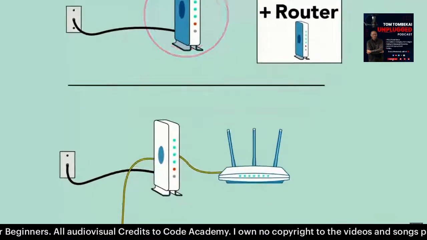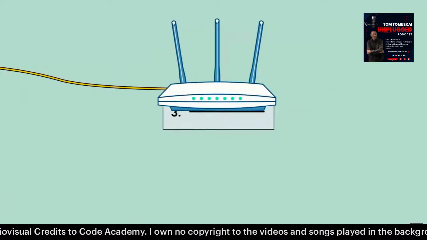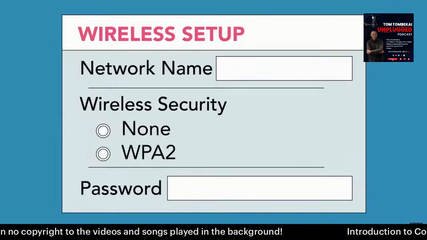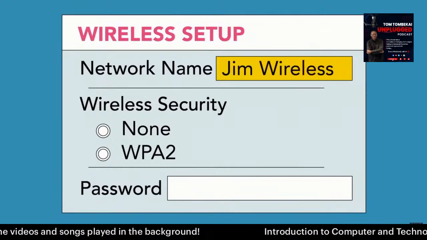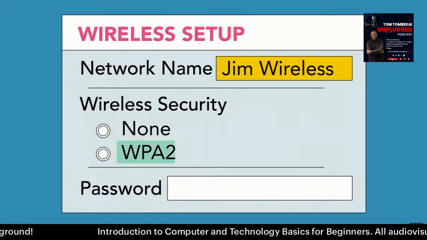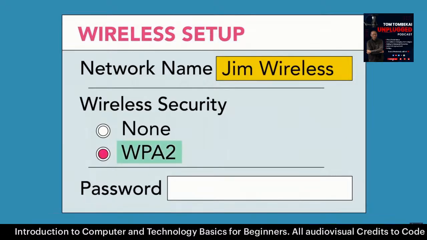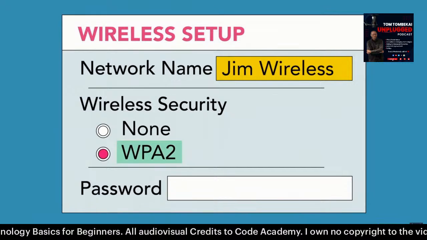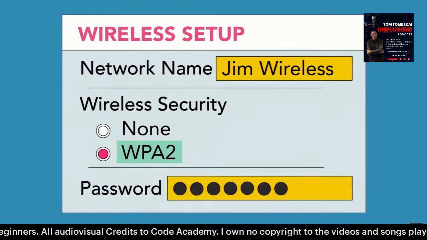To set up your wireless connection, follow the instructions included with the router. You'll need to choose a network name, also known as an SSID. Also, for security, you should turn on WPA2 or WPA3 encryption, depending on what your router supports. Then, make sure you choose a strong password.